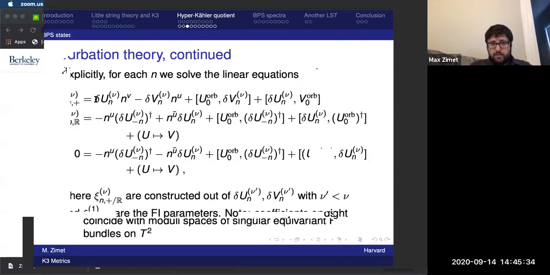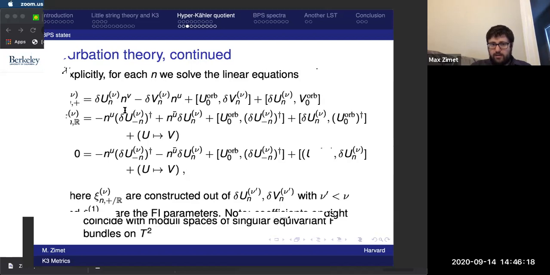And okay, so very explicitly, these are the linear equations that we're solving at the νth order. And we just solve these for every ν. So this is the complex moment map, this is the real moment map, and this is the gauge fixing condition. All of the magic then is encoded in the construction of these constants over here, which are constructed from the lower order terms that you've already found. And notice that the equations on the right-hand side are the exact same for all values of ν. The coefficients on the right side are the same.